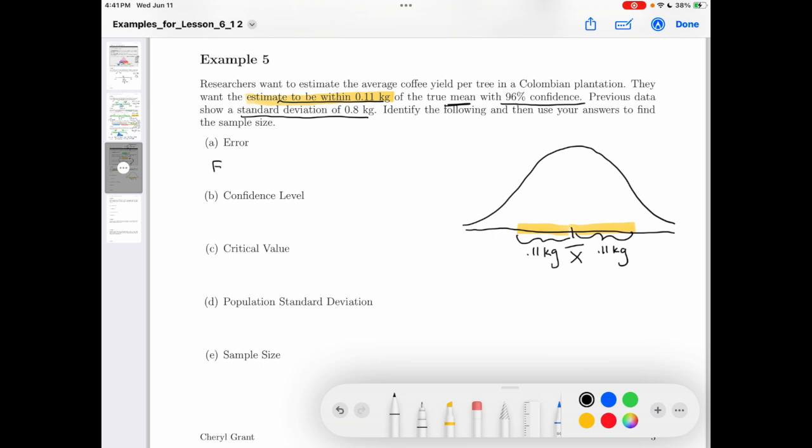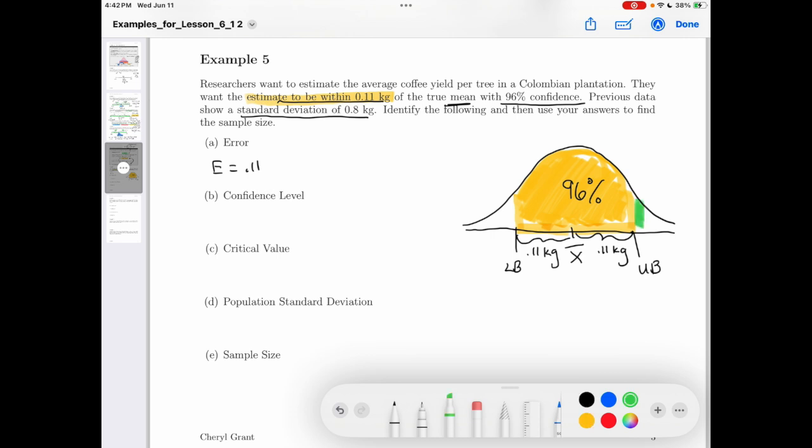So that's our error. So for part A, we're going to say that our error is 0.11. Now, we want a 96% confidence interval. So that means we want 96% to fall under the graph between the two values for the upper and the lower bound. So this is going to be the lower bound. This is going to be the upper bound, and we want 96% to be shaded in the middle.